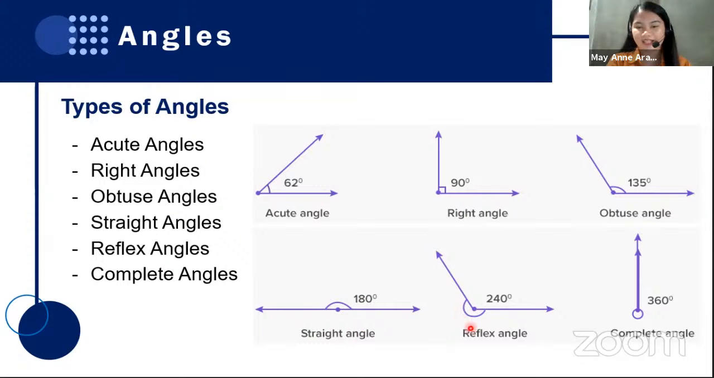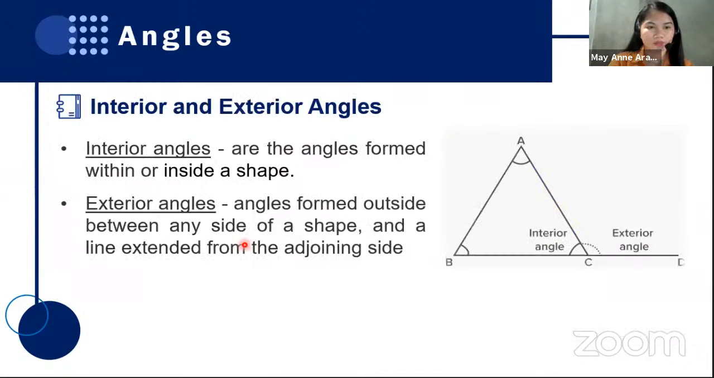And for the reflex angle, this is the rotation of the degrees of the angle from here up to here. We have 240 degrees. Okay, a reflex angle is between 180 and 360 degrees. And for complete angles, that angle measures 360 degrees, exactly 360. Okay. Next, we have the interior and exterior angles.